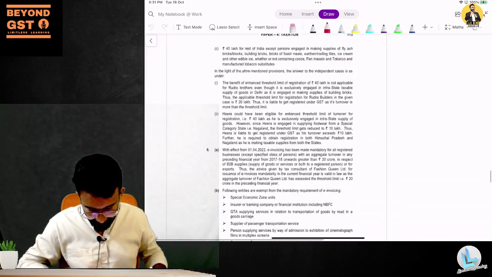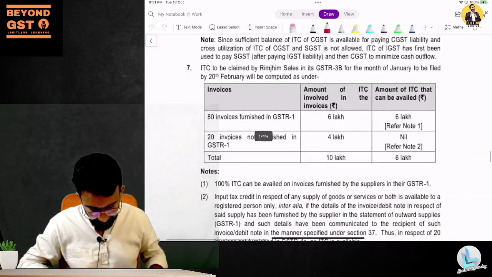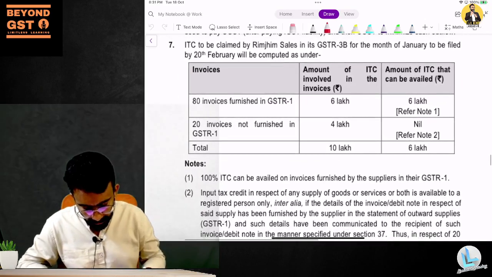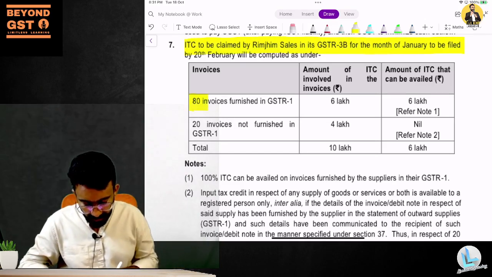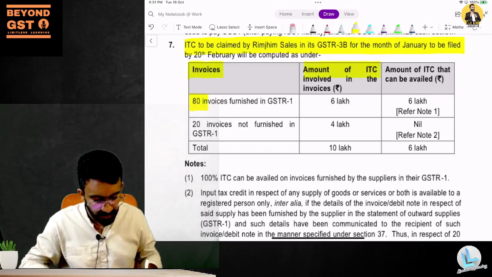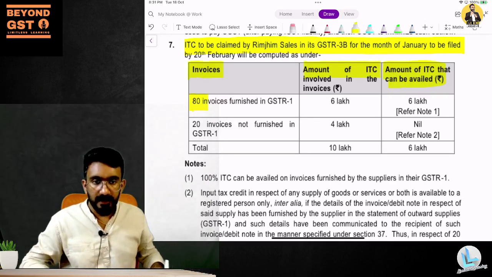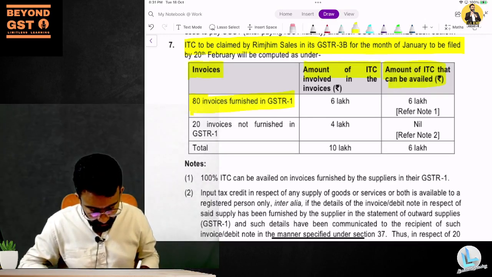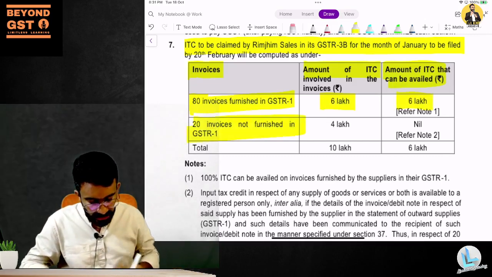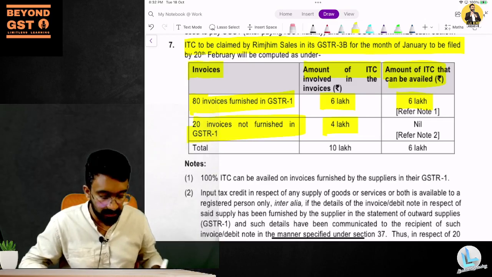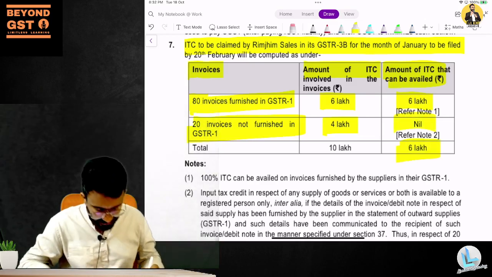Now what we do, we look at the answer. We don't have to write this, we can look at the answer. The answer: ITC to be claimed by Rimjim Sales in 3B. 80 invoices, so they have given invoices. How much is the ITC involved? How much ITC can I take? For 80 invoices on GSTR1, 6 lakh, I can take the full 6 lakh. For 20 invoices not furnished, there is 4 lakh credit, but I can take nothing. So 6 lakh is the credit I can take.